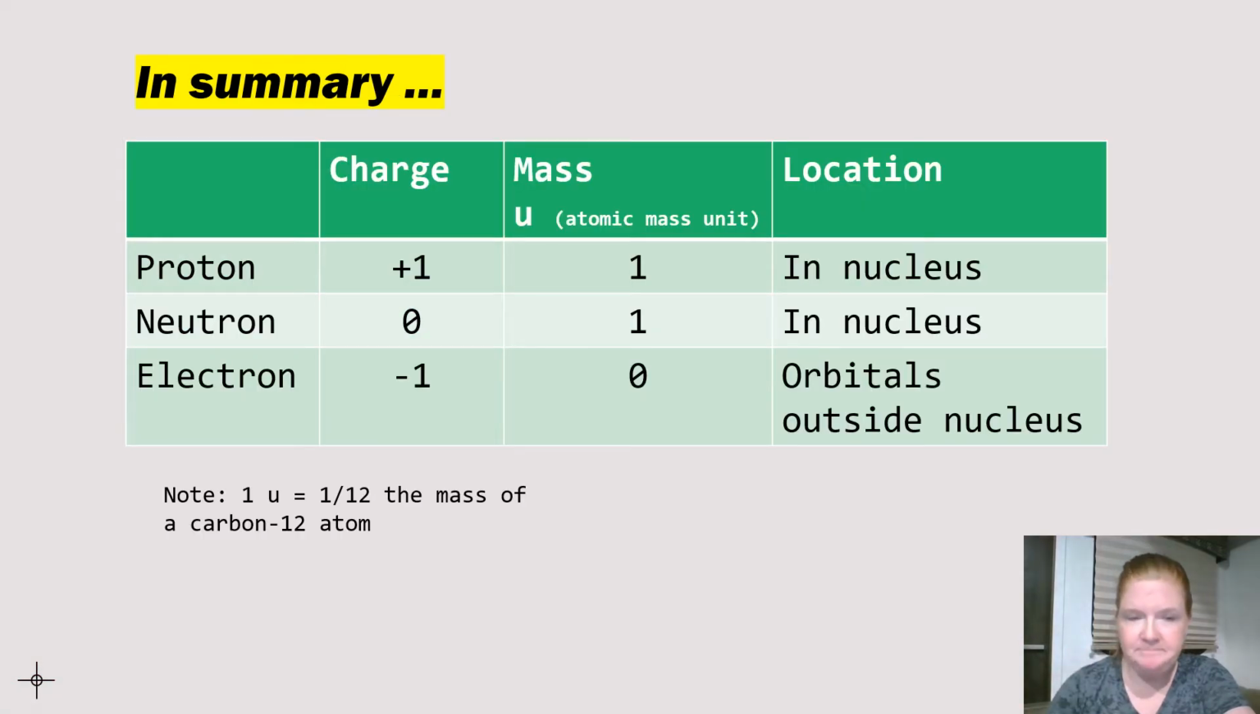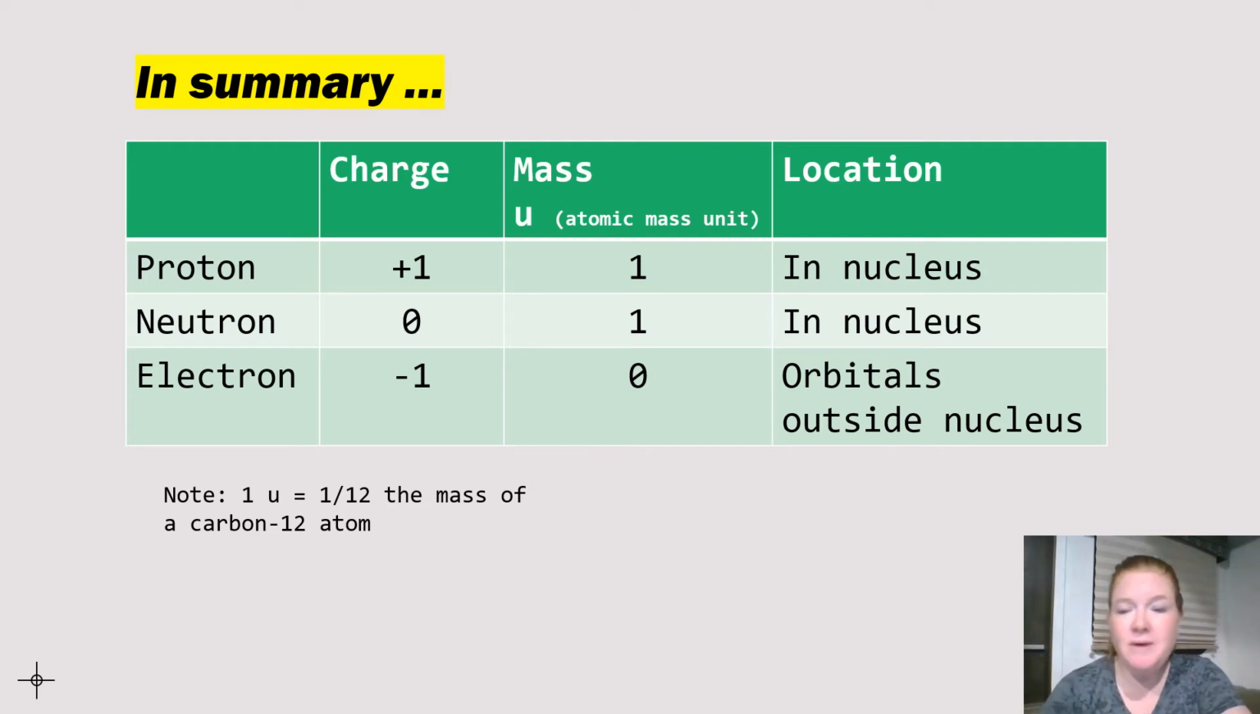In summary, we say the charge of a proton is positive, neutron, no charge, neutral, electron is negative. So the charge of an electron and proton are equal and opposite of each other, okay?